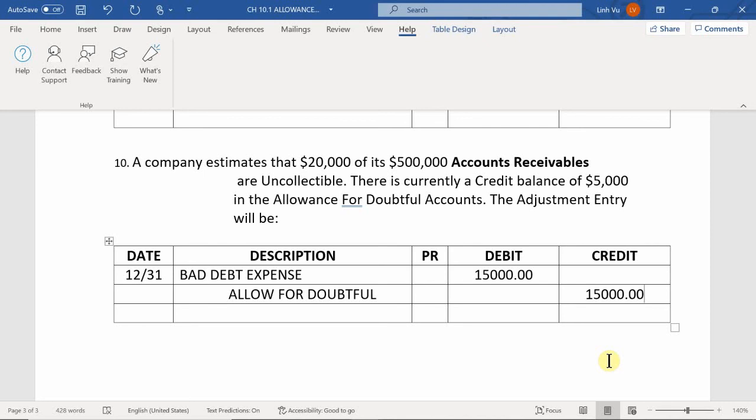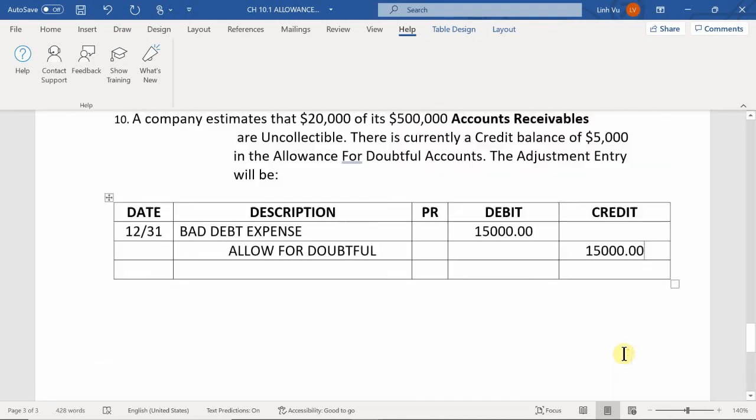Now, with the balance sheet method, we care about the allowance for doubtful accounts. If it's a debit, you add. If it's a credit, you subtract. Whereas for the income statement method, you don't care. Whatever the estimated amount is, that's all you care about, because the allowance for doubtful accounts doesn't even appear on the income statement. So the only number we care for is the $20,000. Any other questions in regards to chapter 10.1?